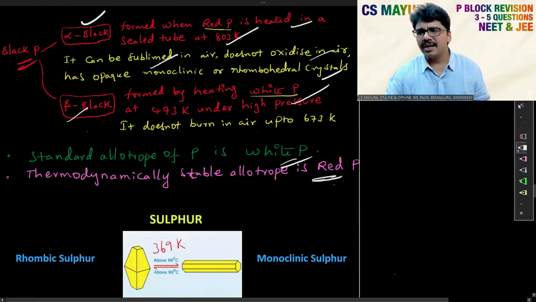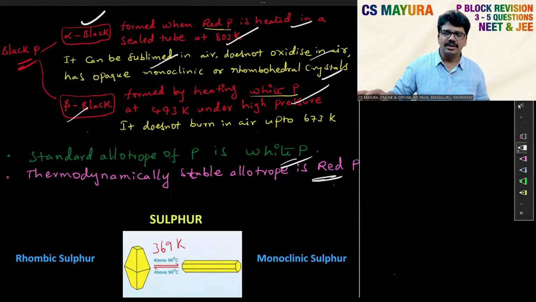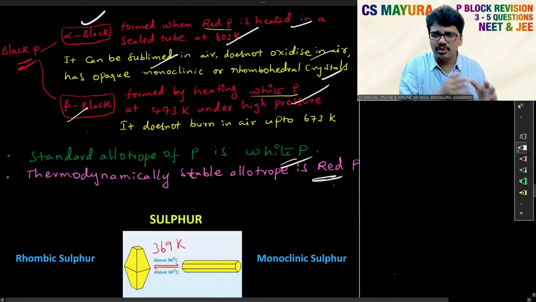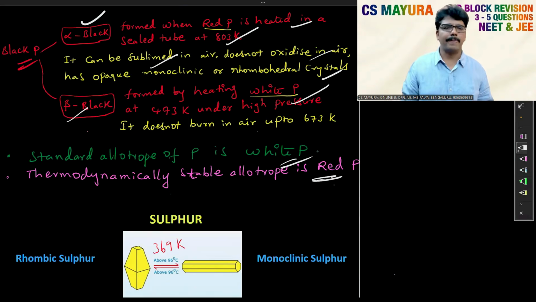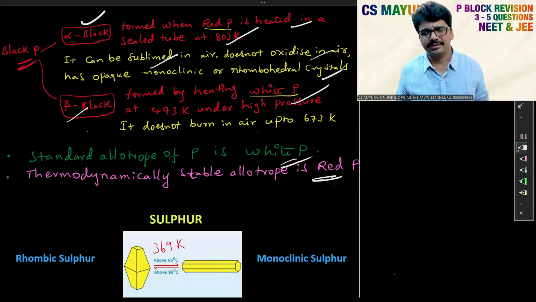The majority of the students' doubt is: sir, if red phosphorus is thermodynamically stable, then red phosphorus should be the standard allotrope. Why is white phosphorus taken as the standard allotrope? The simple reason is that stability is a different thing and standardization is a different thing. Standardization is arbitrary. There is no specific reason.